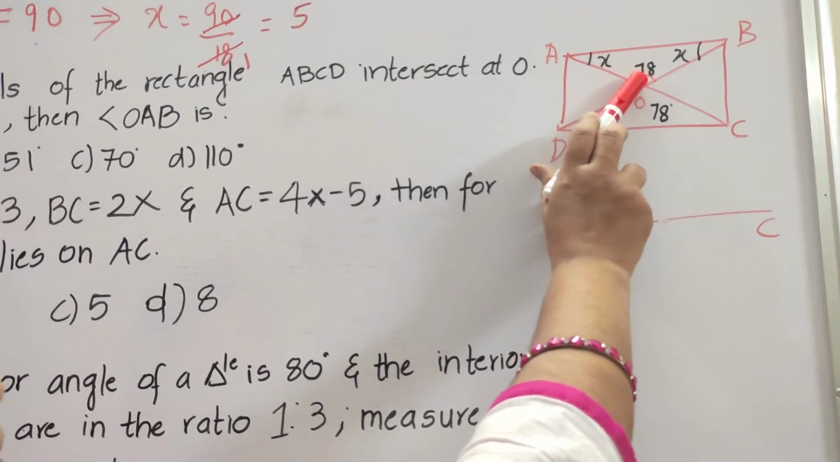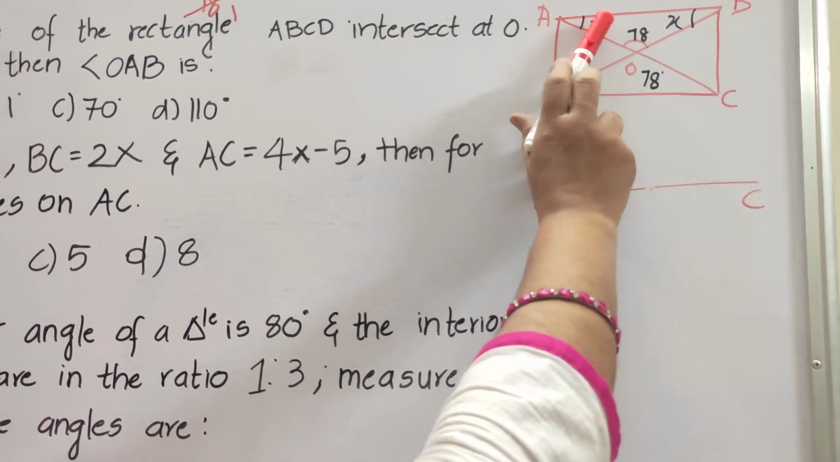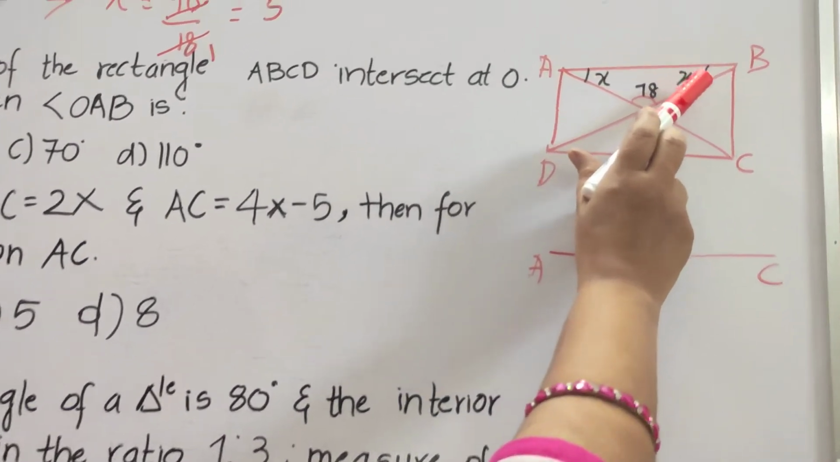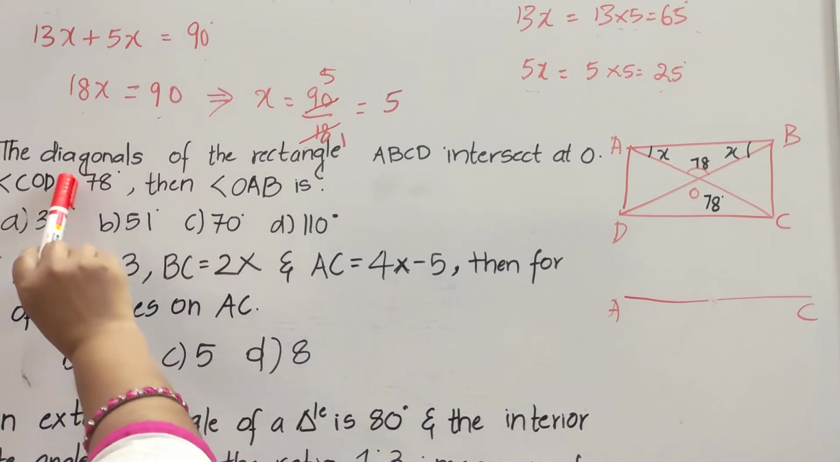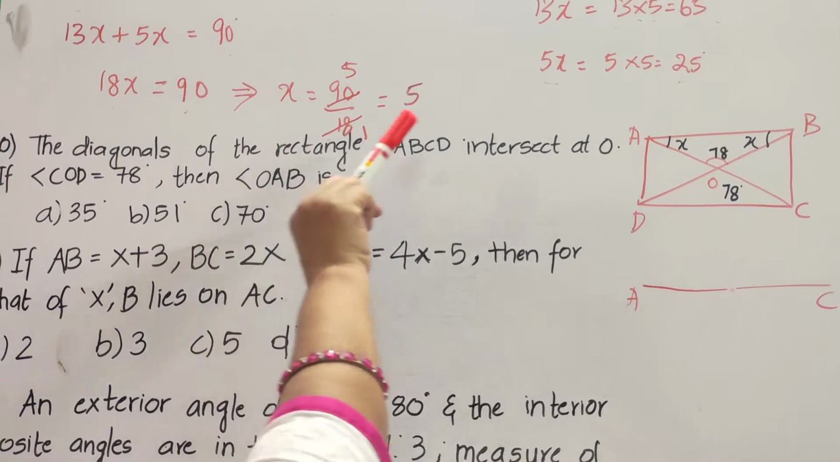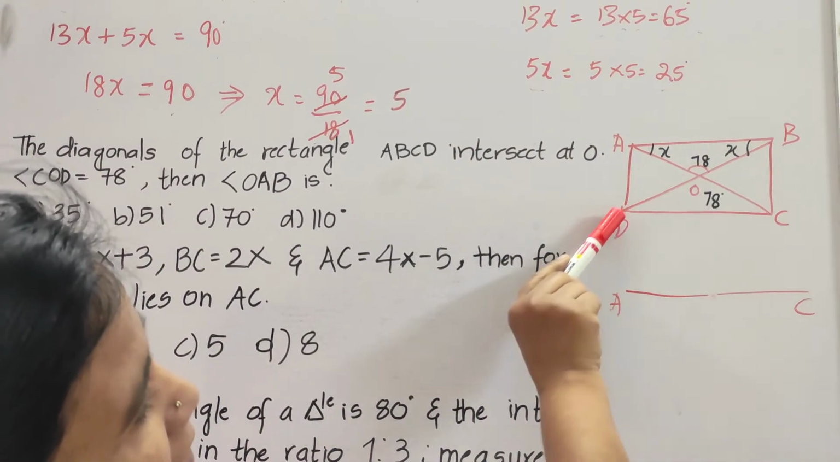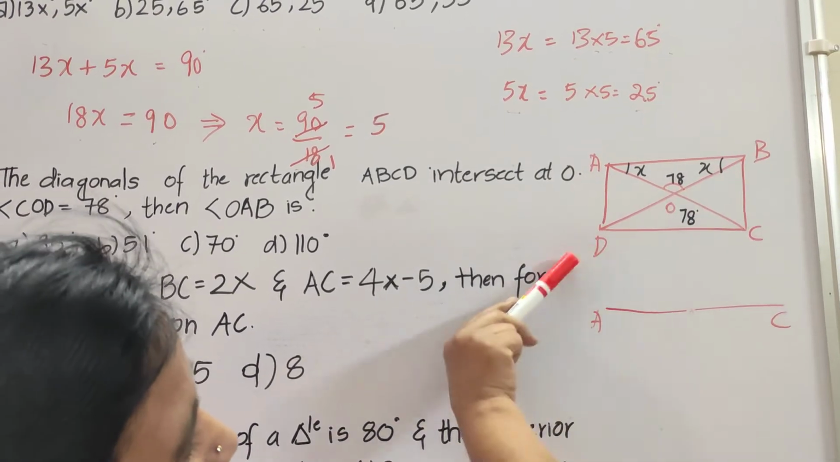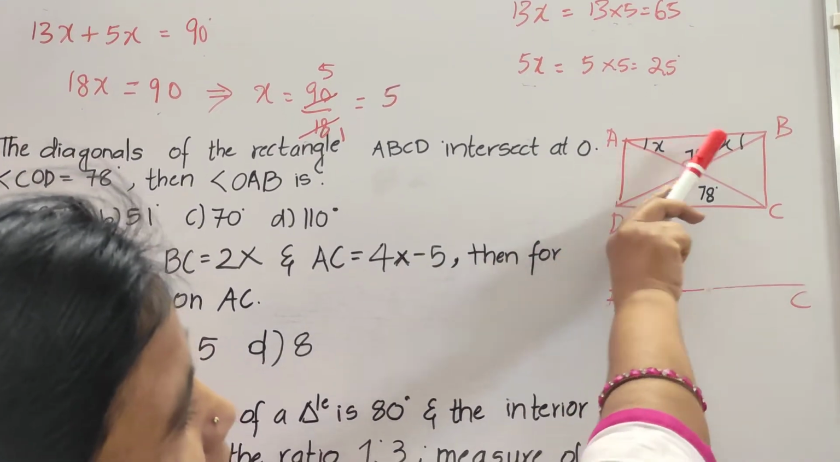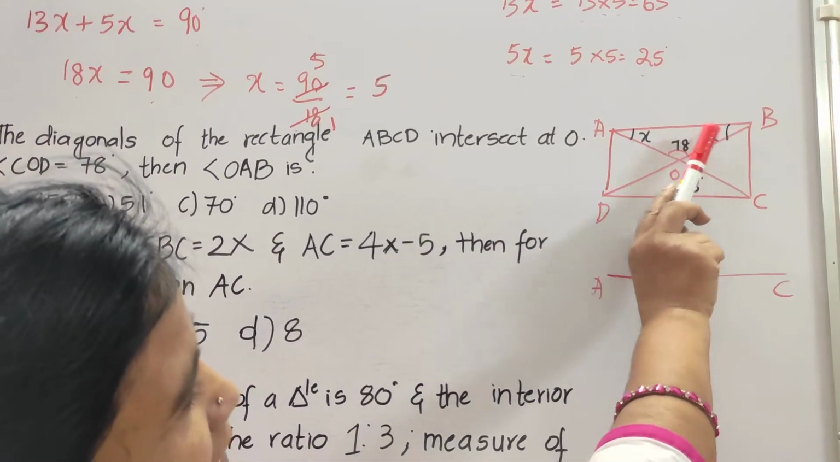So after writing this as 78 degrees, they are saying these two angles will be equal. Why? Because they have given diagonals of a rectangle. Diagonals will always bisect equally, okay? So when the diagonals are bisecting, you have two equal angles there. So let us call this x and x.